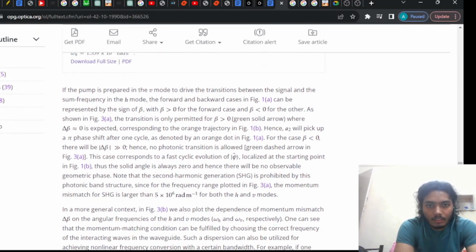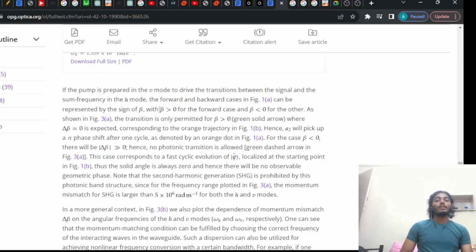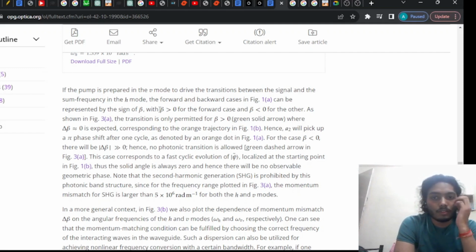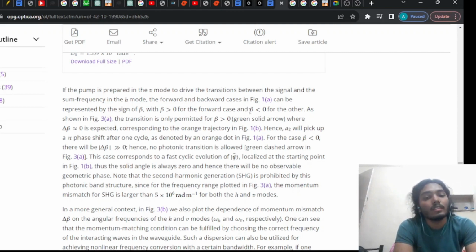and this is the case we have already talked about: when beta is greater than 0, this represents the case when light is propagating in the direction of the pump. So we know this, that here if somehow we have managed delta beta equals 0, that is phase matching. This is not possible in the other case, that is when beta is less than 0, means when the signal is propagating in the opposite direction of the pump.